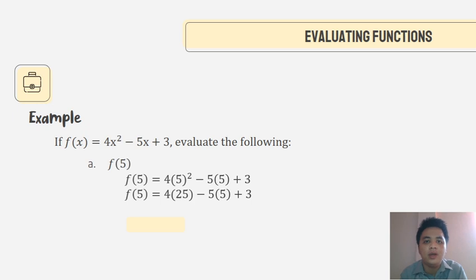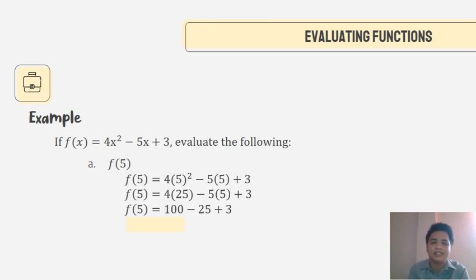And then, apply mo yung basic rules of operation, yung MDAS. Anong unahin? Multiplication. So, let us multiply yung dalawa diyan. Ano mangyayari? Magiging 4 times 25, that's 100. And 5 times 5, that's 25. So ang matitira is 100 minus 25 plus 3.